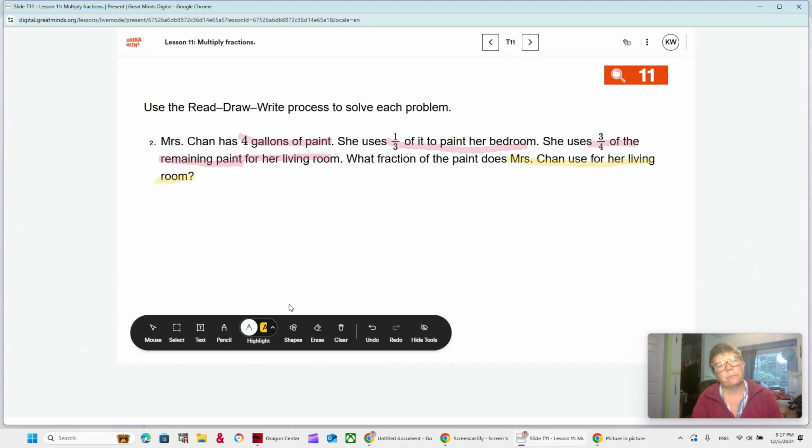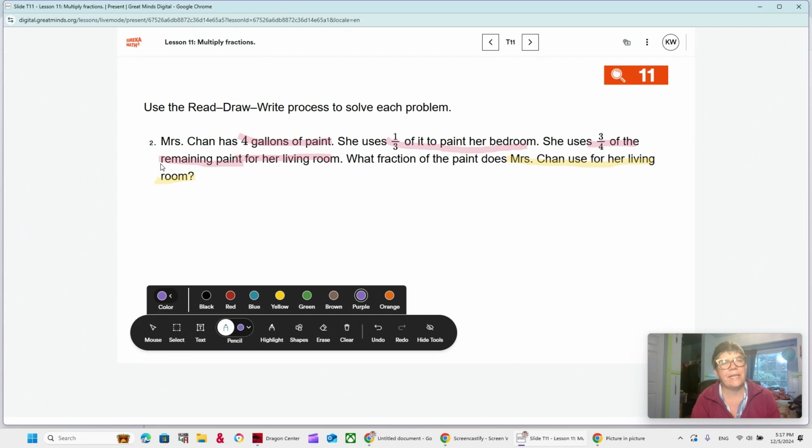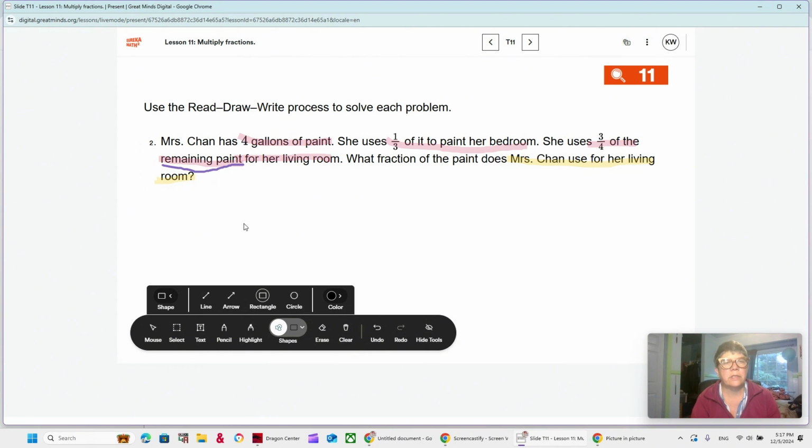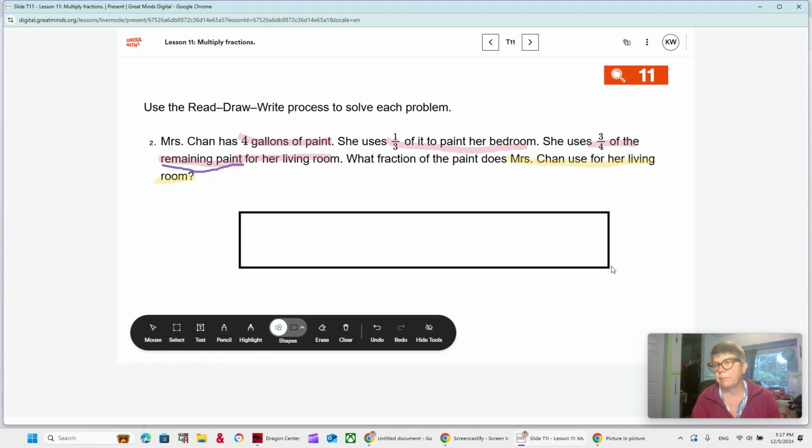Okay, so this is an interesting problem because we have this remaining part, right? So that means she uses 3/4 of what is left over, right? So we have to think about that a little bit. And can we draw something? What could we draw? Let's grab a shape here and let's make a tape diagram.